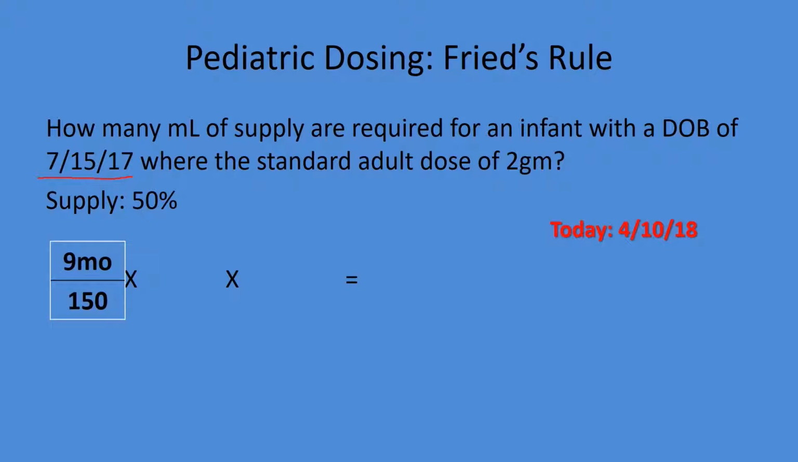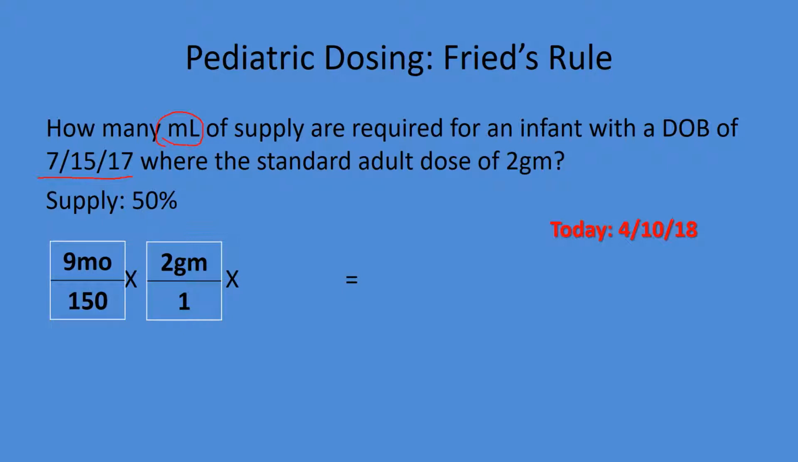And let's take a look. We'll need to then multiply by the adult dose, and then we'll need to multiply by the supply, because here in this question, they want us to solve how many mLs of supply to give per dose.